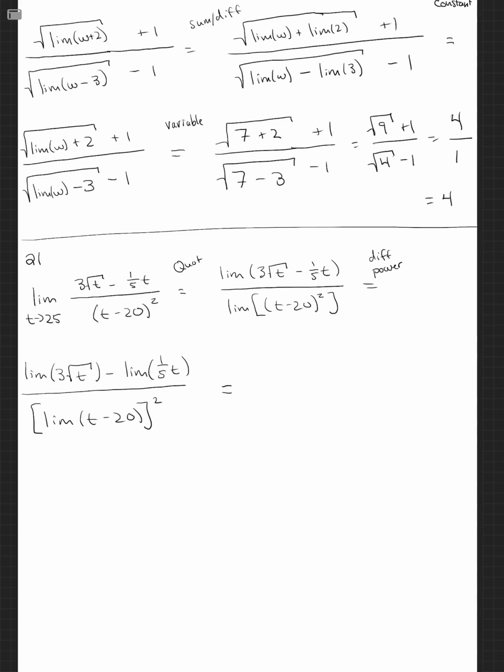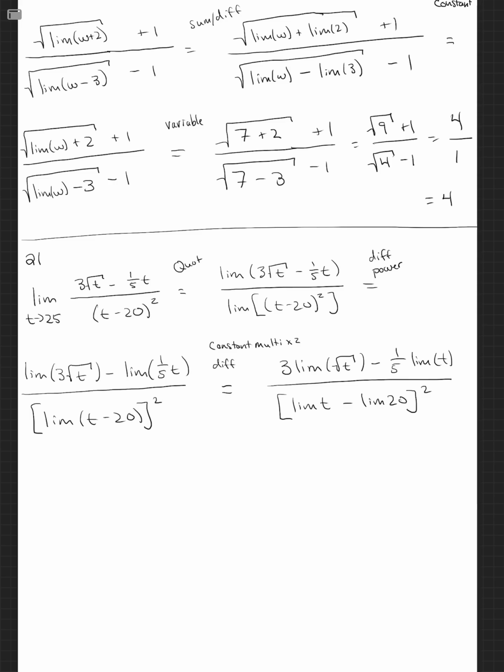So again, I'm going to do these sort of by top and bottom. On the top, I'm going to use the constant multiple rule. And I'm going to use it twice, right? That says that I can pull that 3, because 3 is a constant here, and I can pull out that 1/5. And on the bottom, I'm going to use the difference rule. So I'm going to get the limit of t minus the limit of 20, and both of those are going to be squared. Right.